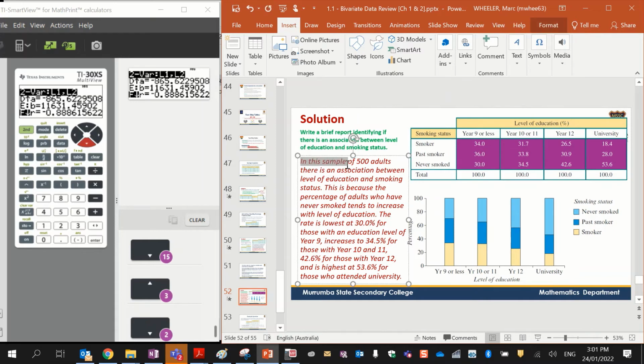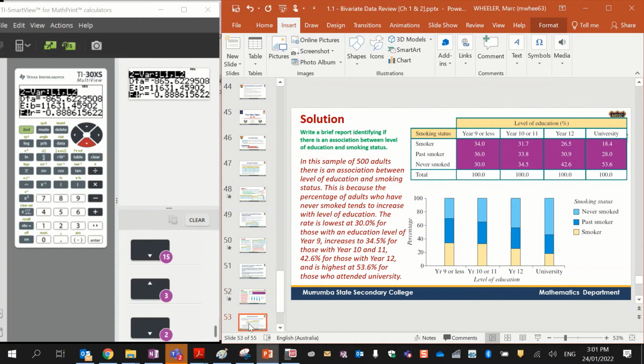So in the sample of 500 adults, there is an association between level of education and smoking. This would be a complex familiar question, by the way. This is because the percentage of adults who have never smoked tends to increase with their level of education. The rate is lowest at 30% for those with an education level of year 9. It increases to 34.5% for those with year 10 and 11, 42.6% for those in year 12, and 53.6% for those who attended university. That's one way of answering that question.